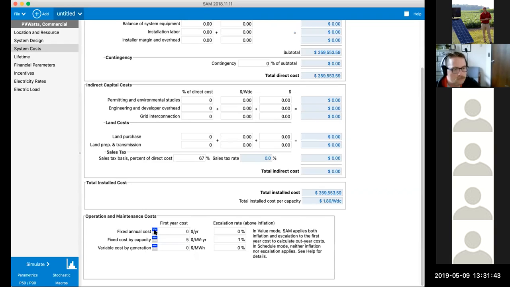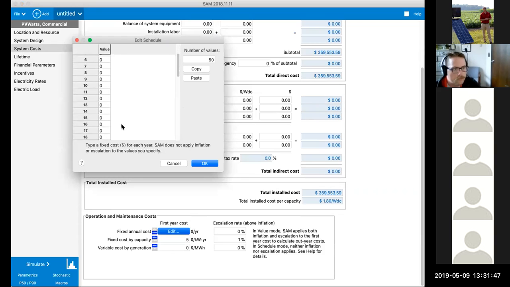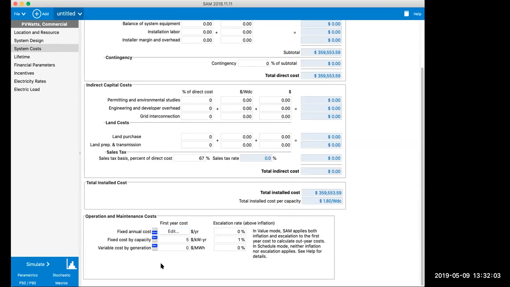Then we could do a fixed cost where we come in and edit this. If we wanted to go to year 15 and say it's a 50 kilowatt system, and we said it was going to be $15,000 to replace that, we can plug in that one-time cost right there. So there are a number of different ways that we can handle that O&M.